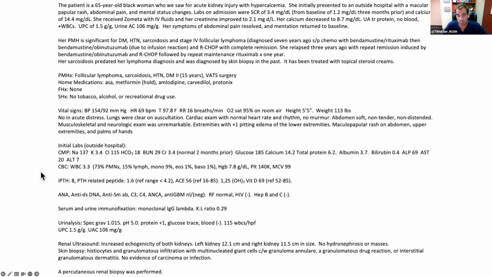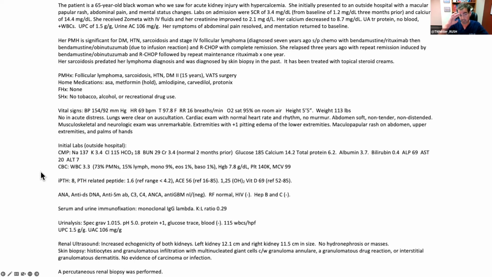Her lymphoma was diagnosed 7 years ago, and she had chemo, which is listed there. She had bendamustine, rituximab, and then she had an allergic reaction to rituximab, so they gave her obinutuzumab. Yeah, I'm not going to say that again, but you can get it there. And then she had R-CHOP with a complete remission. She did well with that for 4 years, but then she relapsed, but again had a repeat remission induced by the drugs that you see there. And then she had a year of rituximab maintenance, and then the last 2 years she's been in remission.